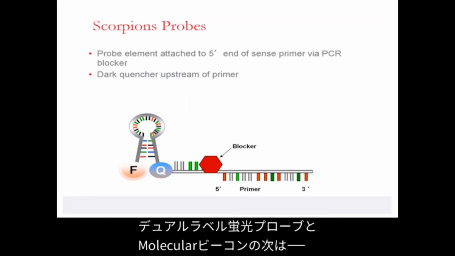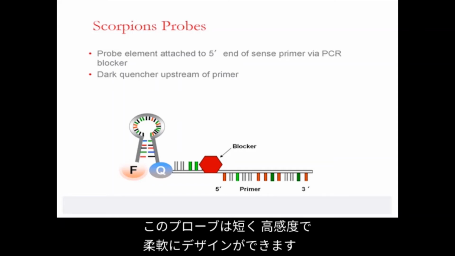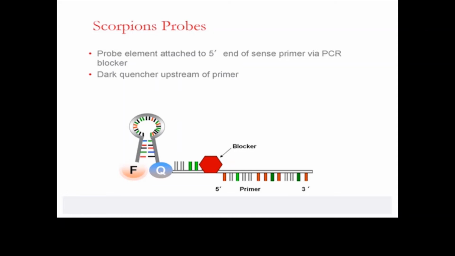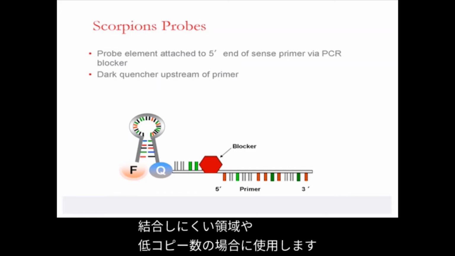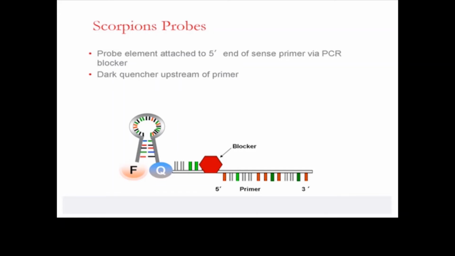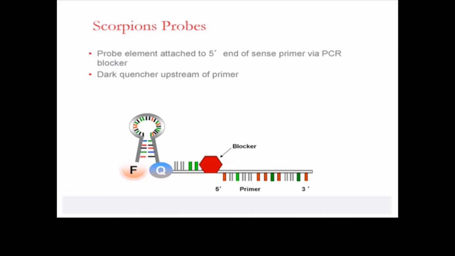We have talked about dual-label fluorescence probes and molecular beacons. The third type of probes are called Scorpion probes. These probes are shorter and have greater sensitivity and design flexibility. Scorpions are very specialized probes and are often used when TaqMan and molecular beacons cannot be used, for example, poor binding regions or very low copy number, as these are one of the most sensitive detection chemistries available.